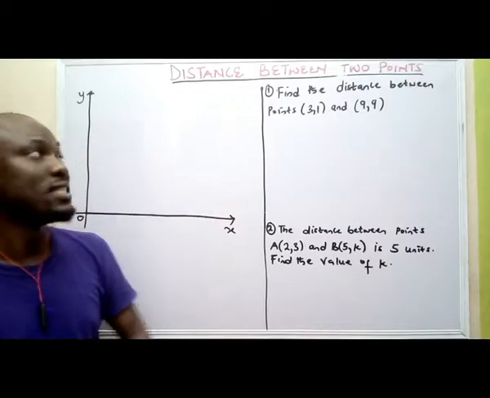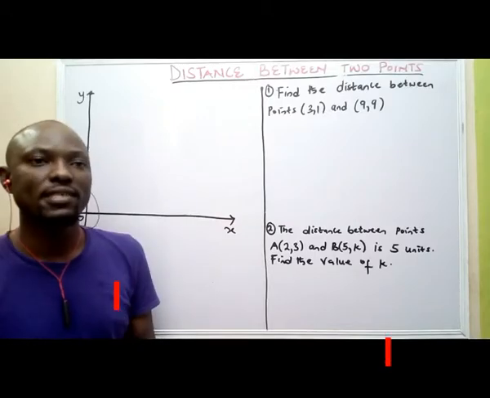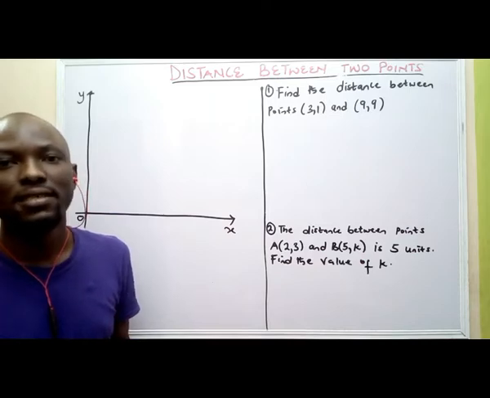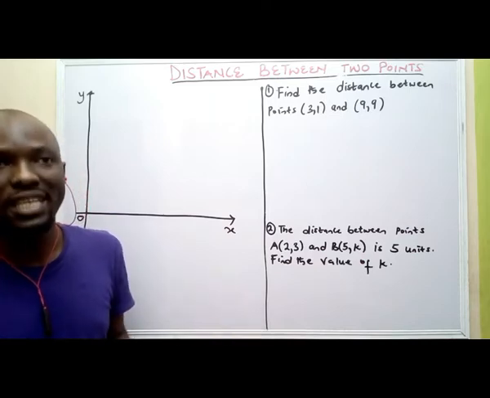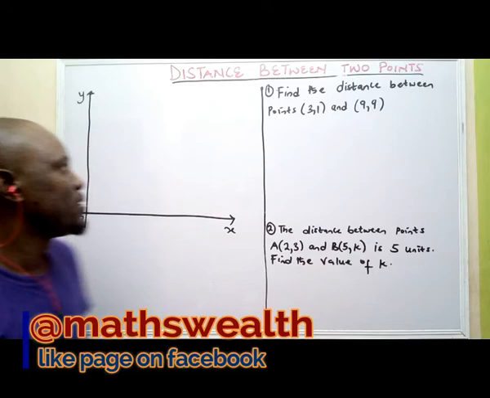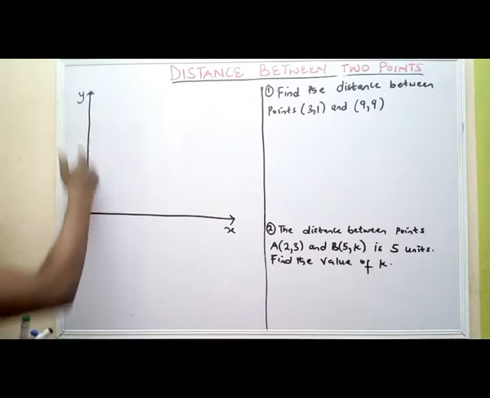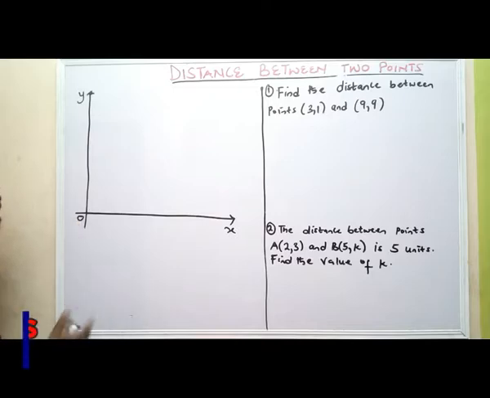Today we want to look at the distance between 2 points. The distance between 2 points is still the same thing as the length between the 2 points, the length. So now if you look at this on the board, I have the y and the x-axis. This is the point of origin.